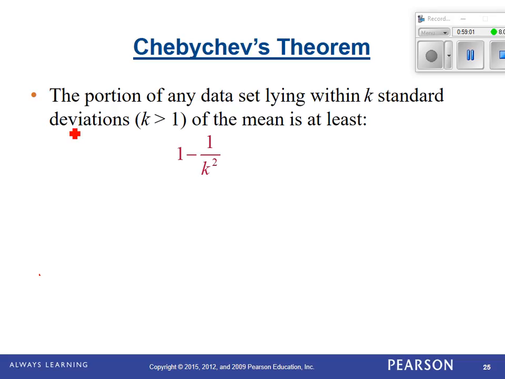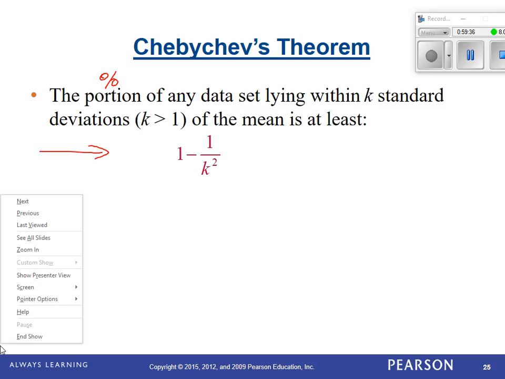Chebyshev's theorem. Make sure you write down this formula. That's his theorem. The portion of any data set lying within K standard deviations, where K has to be greater than 1, is always 1 minus 1 over K squared. So this is going to give you the portion or the percent of data that falls in that range, however many standard deviations above or below you're going.